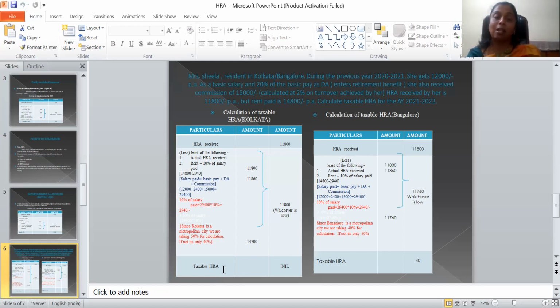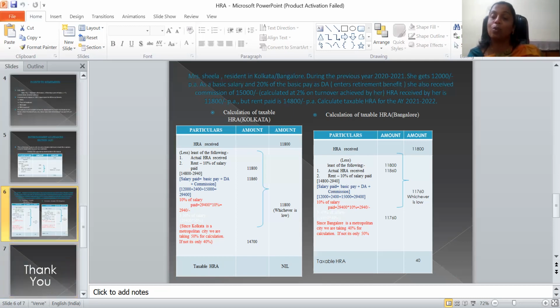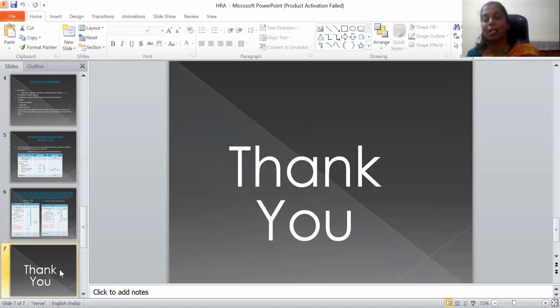So this is how we calculate our HRA, and how we should compute our HRA for the purpose of salary calculation. I think you're clear on what HRA is and how we are supposed to calculate this particular amount of HRA. Thank you all.